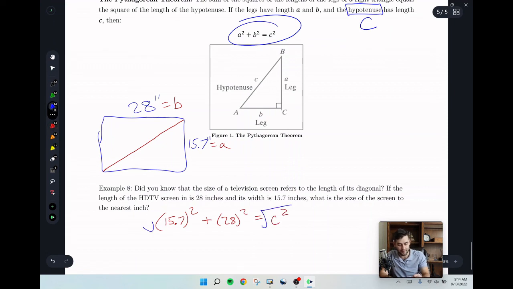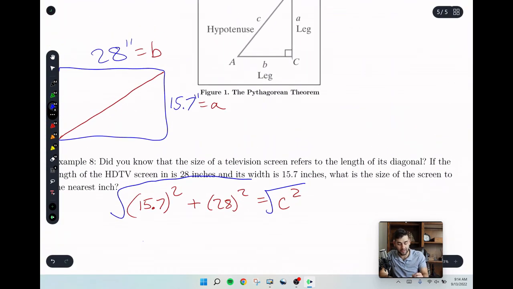We just said square root. Okay, this is interesting because we might actually want to think about that plus or that minus, but obviously a length can't be negative, so we're going to just take the plus side. But it is good to think about. c equals the square root of 15.7 squared plus 28 squared.